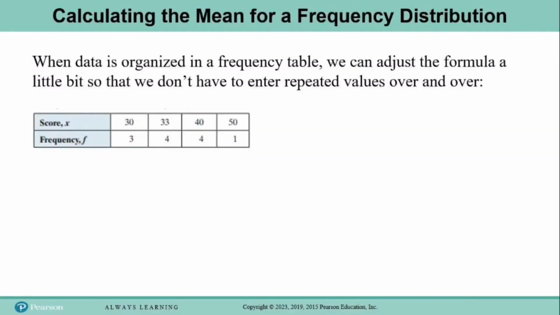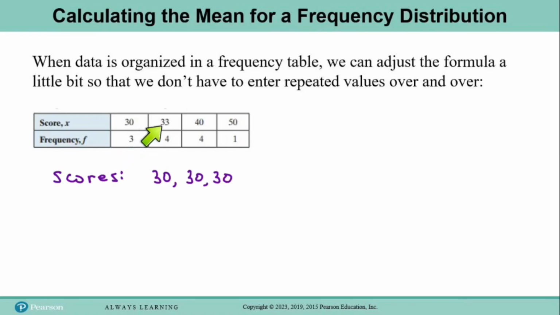Now, a lot of times our data will have already been organized into a frequency distribution for us, like the one that we see here. Let's see if we can figure out how we would need to adjust our formula to find the mean of data that's already grouped in a frequency distribution. First of all, we recognize that the frequency here means that the number 30 has been repeated in our data list 3 times. So we could go ahead and write down 3 30s.